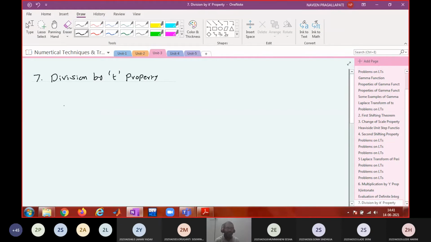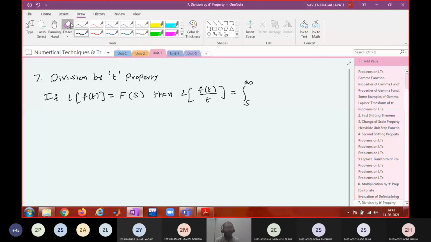Division by t property. Write down the result. If Laplace transform of f of t equals F of s, then Laplace transform of f of t by t equals integral from s to infinity of F of s ds. And all of you listen, don't write, just listen.